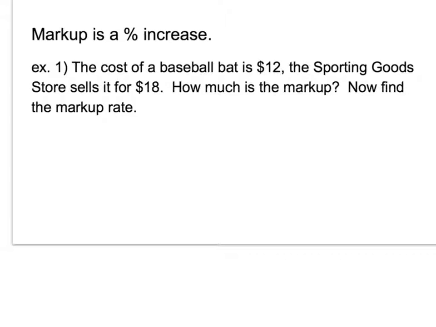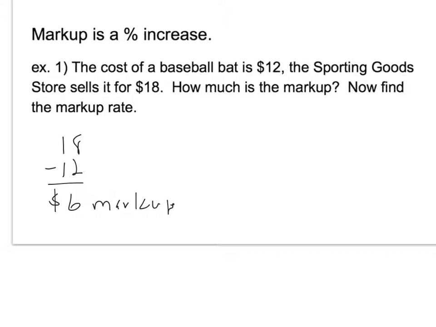That difference between what you paid for them and what you're selling them for is called the markup. So the cost of a baseball bat is $12. The sporting goods store sells it for $18. How much is the markup? And now find the markup rate. When we find the markup, we're literally just finding the difference between the original price and the selling price. So 18 minus 12, and it was marked up $6.